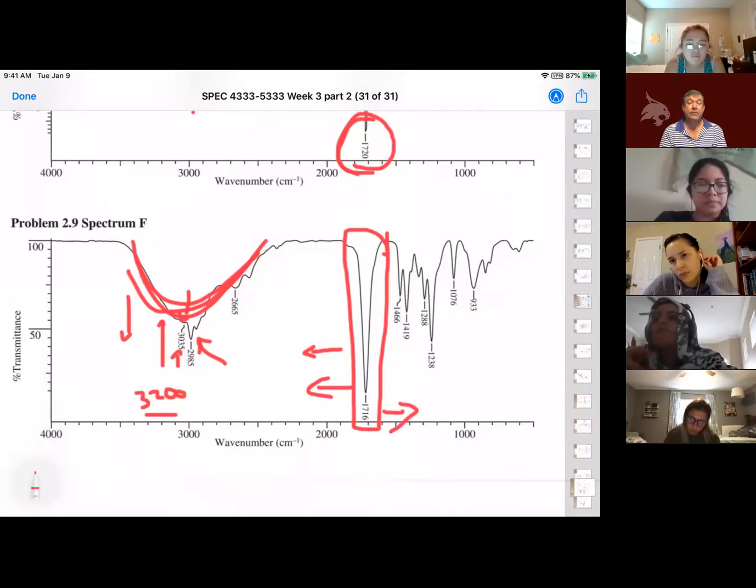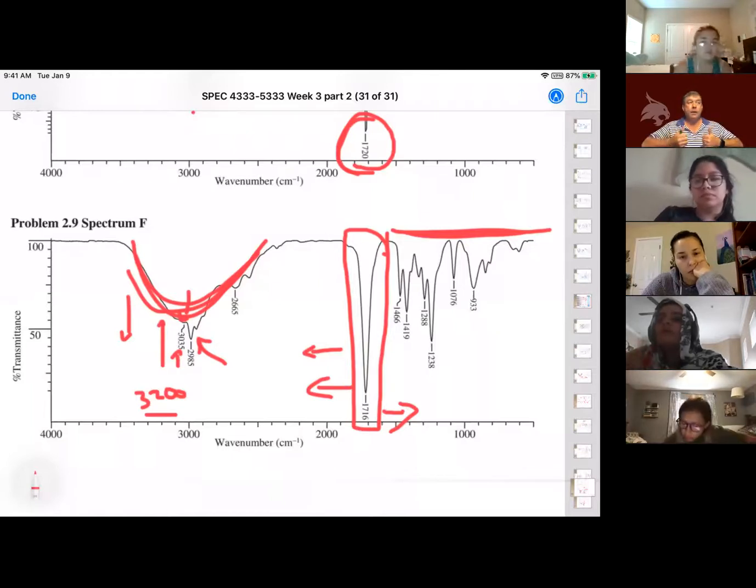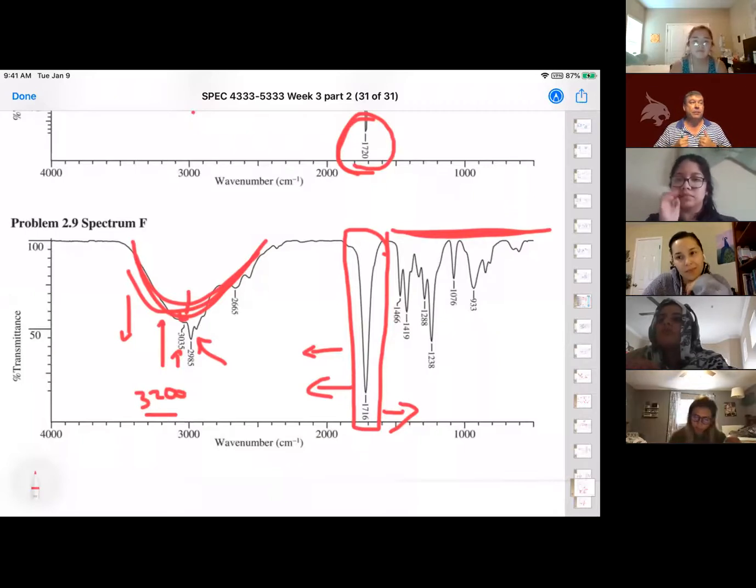So we just have a free carboxylic acid, probably neat to allow it to hydrogen bond and give us that spectrum. And we have no double bonds, and I don't see any other big functional groups there. So, okay, are you getting more confident about identifying at least the major functional groups?